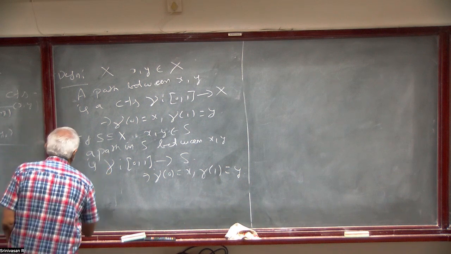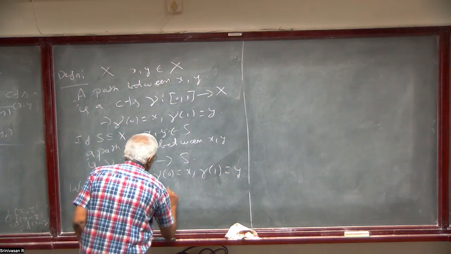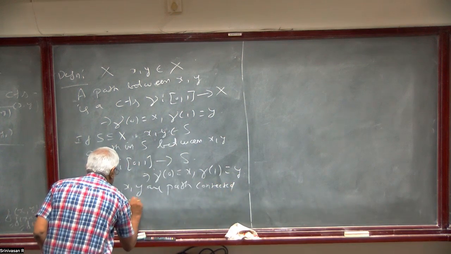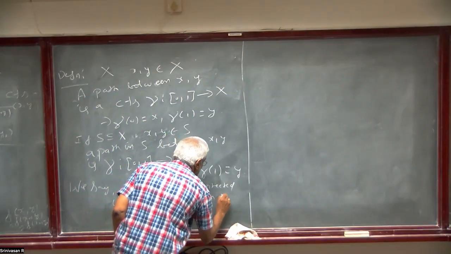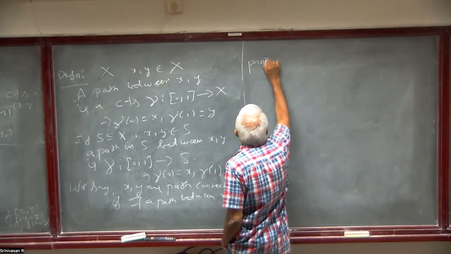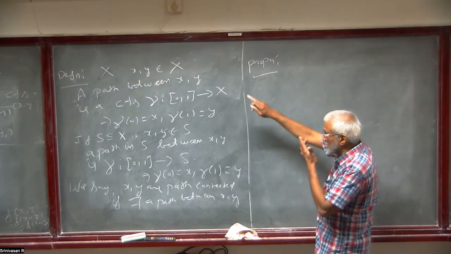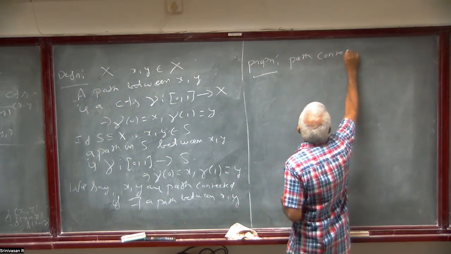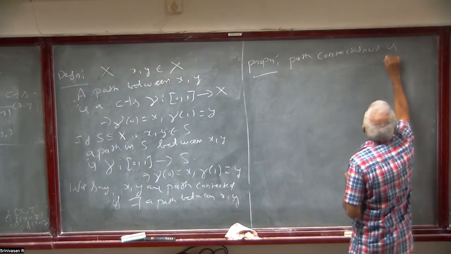So we say X and Y are path connected if there exists a path between X and Y. Okay? So this is clear. Let me write it clearly. Path connectedness is an equivalence relation. I'm not talking about the set; path connectedness between elements X and Y is an equivalence relation.